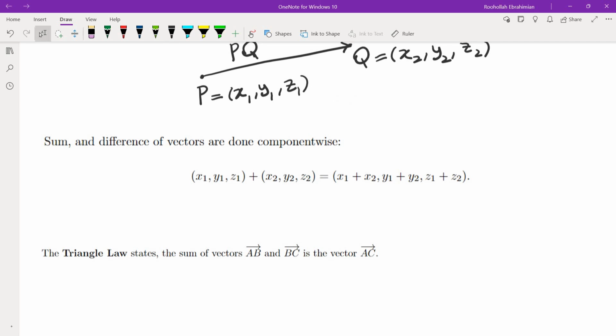How do we add vectors? Well, first we're going to talk about adding vectors algebraically, and then we'll talk about them geometrically. Sum and difference of two vectors. If you want to add two vectors, you add them component-wise, which means x1 and x2 are added, and we get x1 plus x2. y1 and y2 are added, and we get y1 plus y2. And finally, z1 and z2 are added, and we get z1 plus z2. So that is how we do that algebraically.